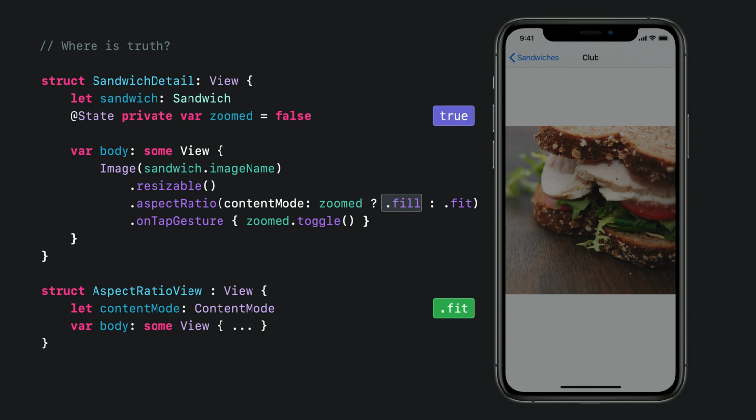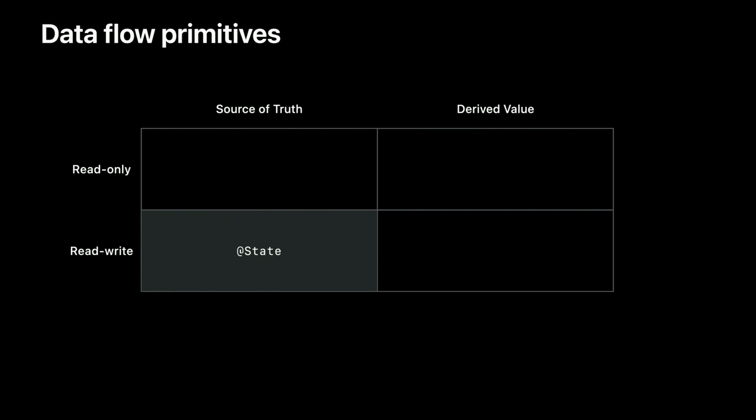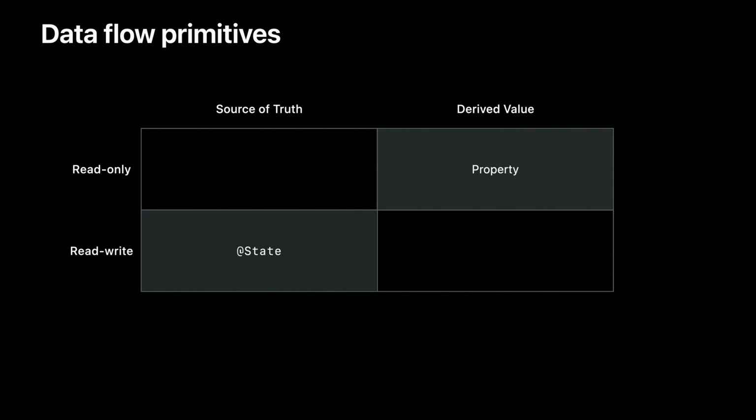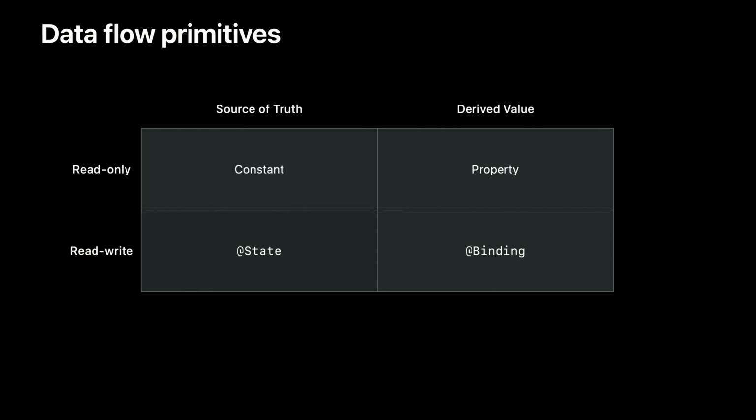The framework refreshes a rendering by asking for a new body, making a new aspect ratio view from scratch, thereby overriding the content mode and any other stored properties. This is the mechanism by which all derived values are kept up to date in SwiftUI. We've seen that every state variable is a read-write source of truth, and that every plain old property is a read-only derived value. We're not going to see an example in this talk, but SwiftUI invents a tool called binding for passing read-write derived values. And technically, any constant can serve as a perfectly good read-only source of truth. The test data driving our previews is an example of this.